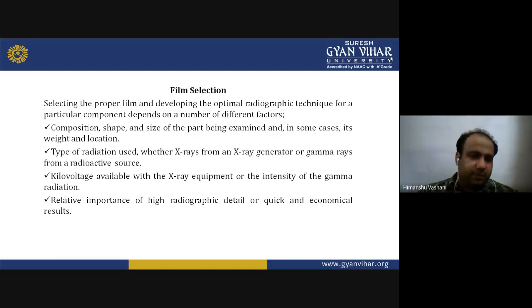Okay, that is also important. See, the shape is important, the size also important. Weight is also important, but then the source type of radiation you are using, that is also important. Then kilovolt is available with the X-ray equipment, or the intensity of the gamma radiation. This is also important. So these factors are important, and we should have particular values for them. Then the relative importance of high radiographic detail for quick and economical results.